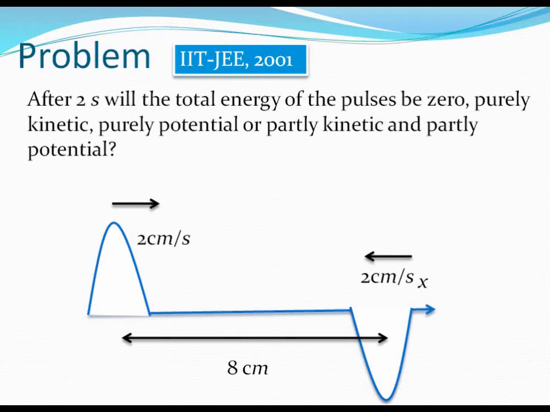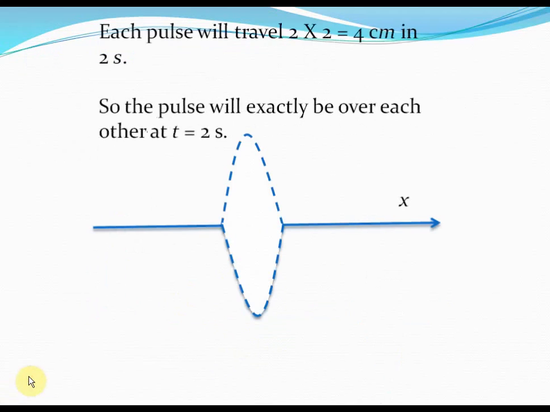Where does energy come from? How will you get to know if the energy is potential energy or kinetic energy? Let's see. The first thing we need to do is calculate the position of both the pulses at time t equal to 2 seconds. Since the speed of the first pulse is 2 centimeters per second, in 2 seconds it will travel 2 into 2, that is 4 centimeters. Similarly, the other pulse will also travel 4 centimeters. At time t equal to 2 seconds, both the pulses will overlap exactly like this.